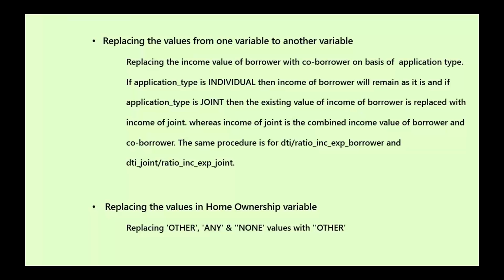And this same procedure is repeated with the DTI, or the ratio to income expenditure, of the borrower. This is done on the income variable. The next variable is home ownership, where we have replaced values like other, any, and none and clubbed them into the other value. Next.